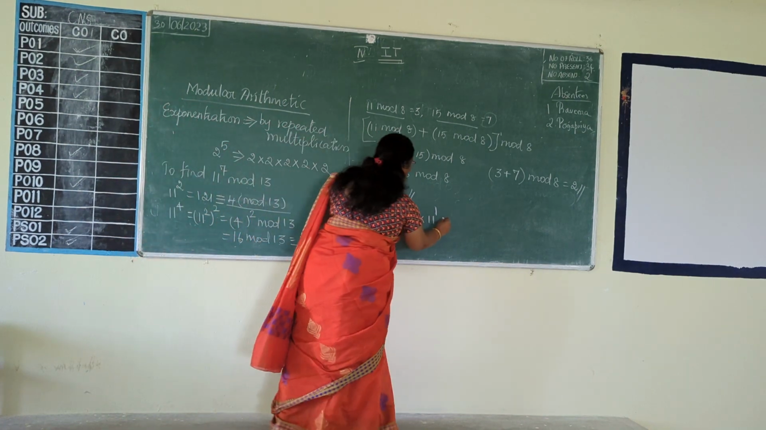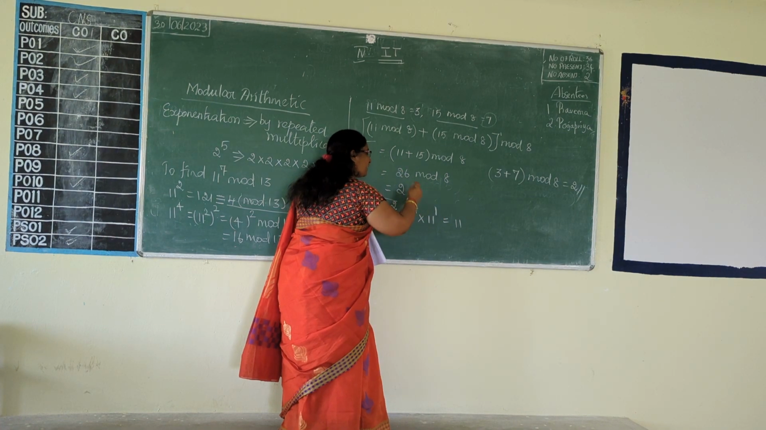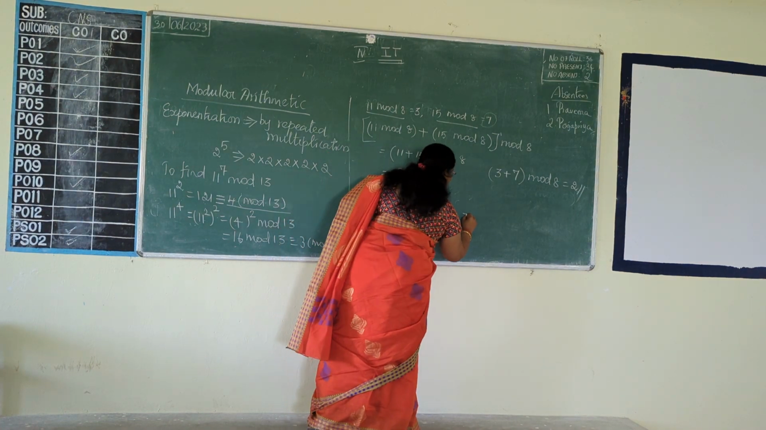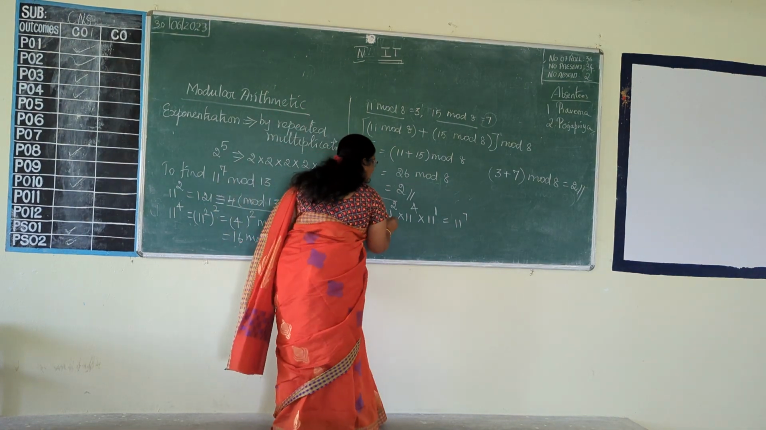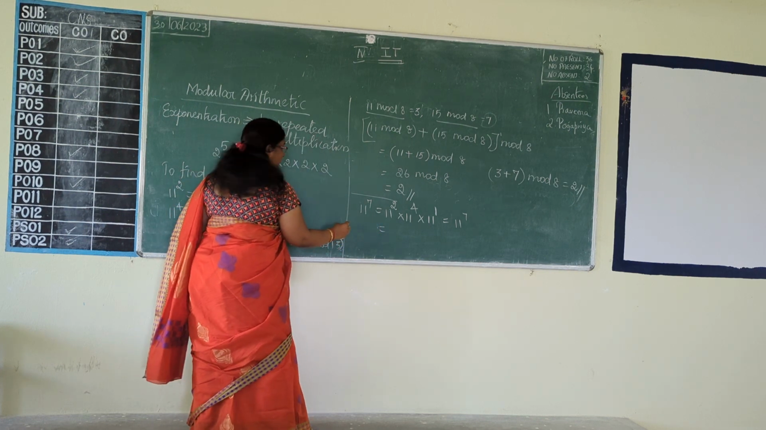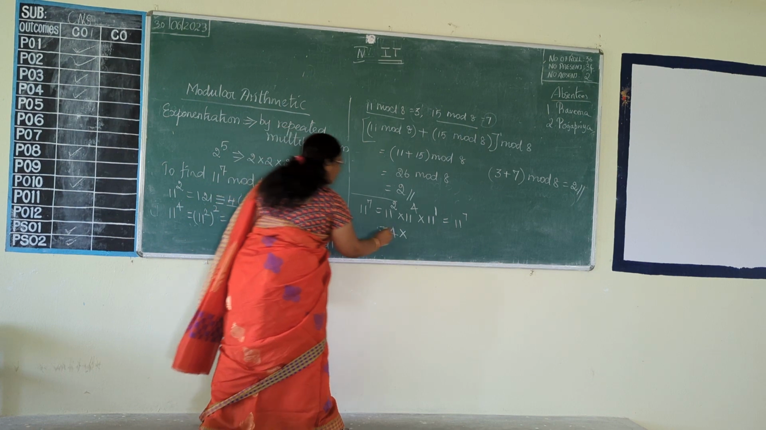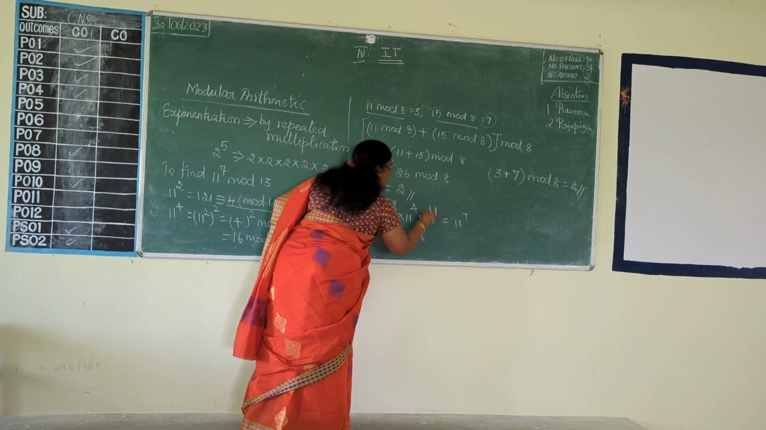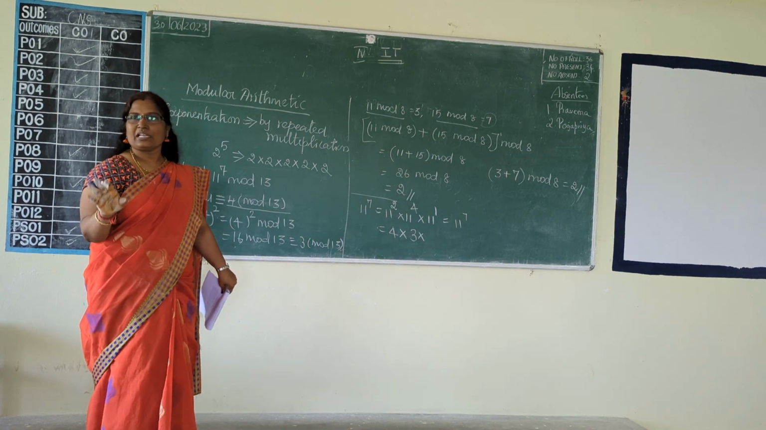So what do we normally do? The base will stay as it is, only the orders will be added. So I will get this as 11 to the power 7. I have the value for 11 to the power 2, which is 4. And I have the value for 11 to the power 4, which is 3. And I know the value of 11 to the power 1, it is only 11.